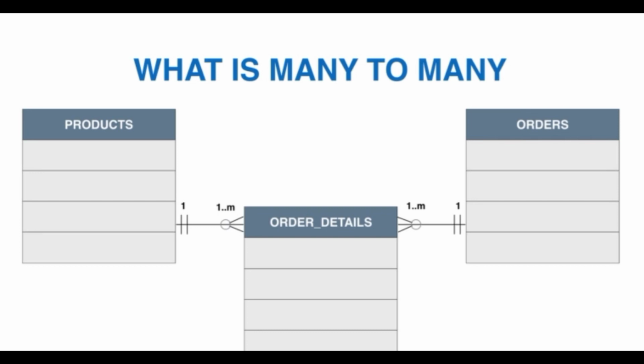So this is how we represent many-to-many relationships in a database. We create a third table called a junction table, and the junction table has a one-to-many relationship with the other two tables. So this is a little bit more complicated than the one-to-many or the one-to-one relationship.